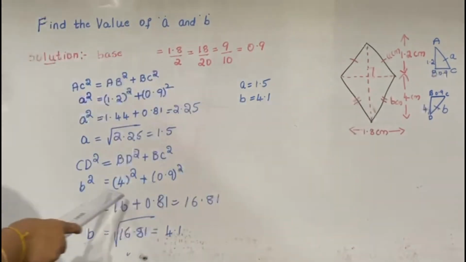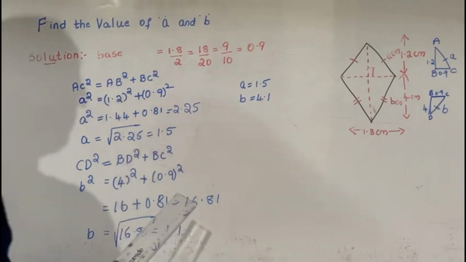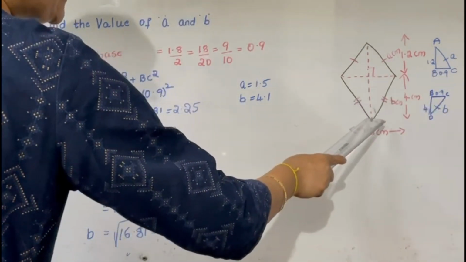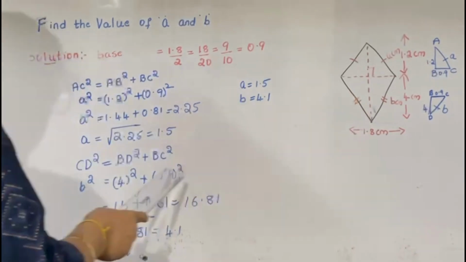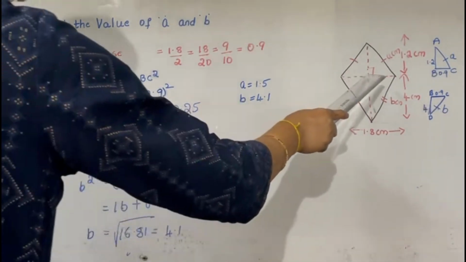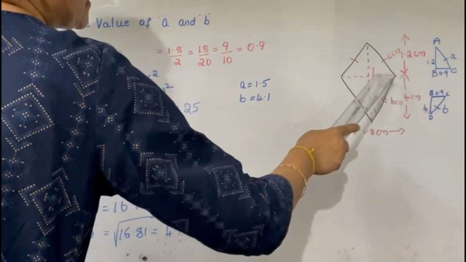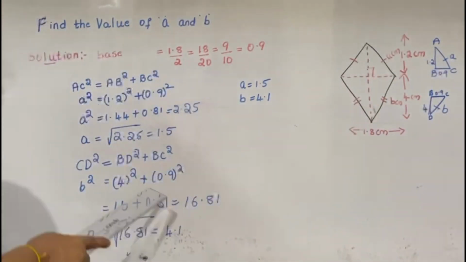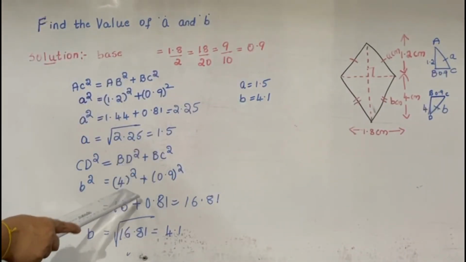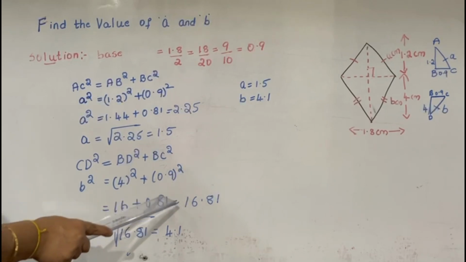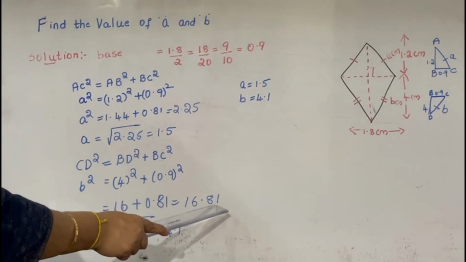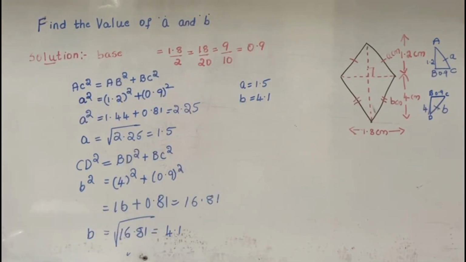B square is equal to BD square, how much? BD, this part is 4 square, they have given. 4 square plus BC square, this part is 0.9, 0.9 square. 4 square is 16 plus 0.81 is equal to 16.81. If you add these two, therefore B is equal to the square root of 16.81, which is 4.1.